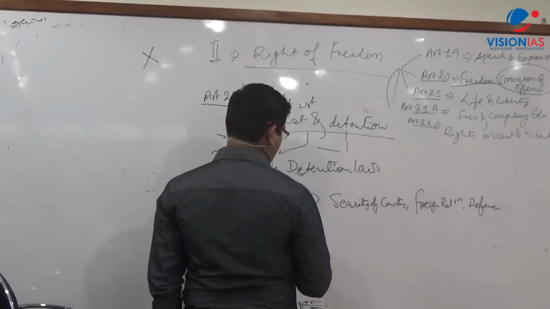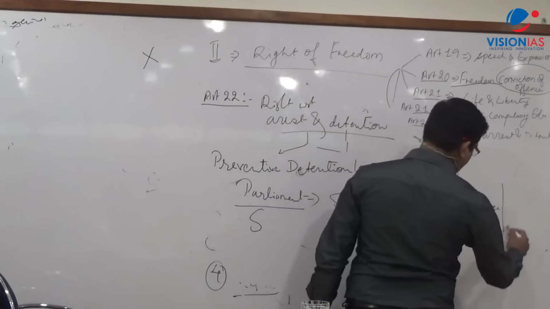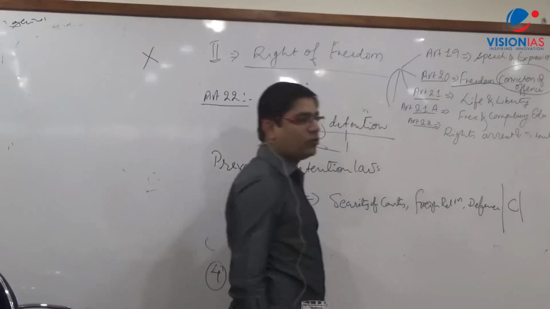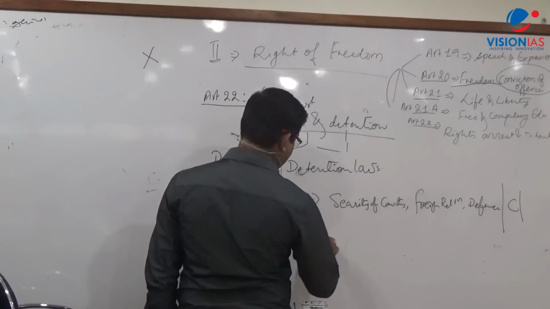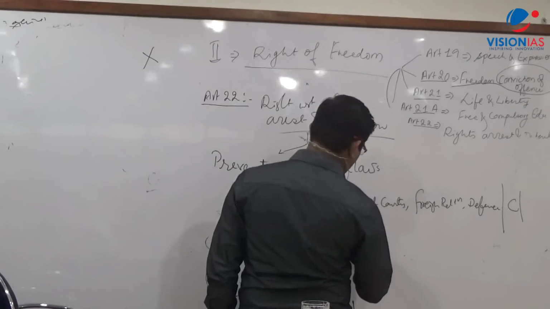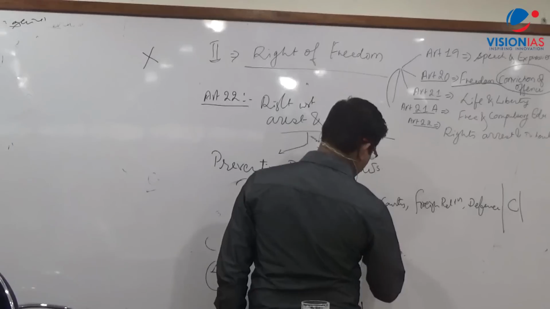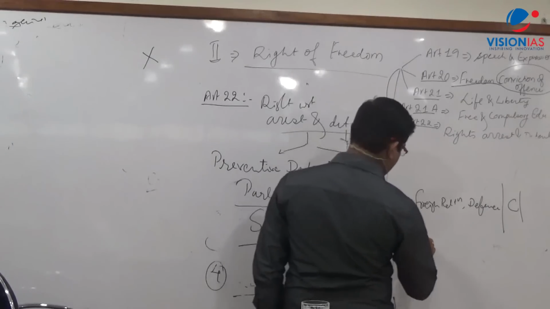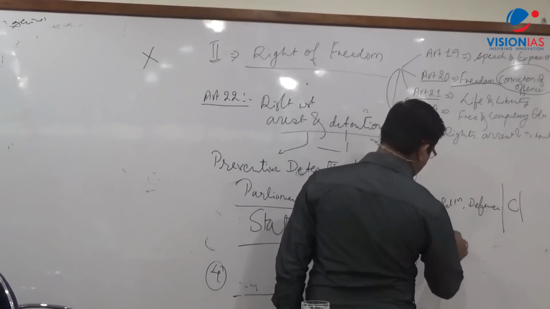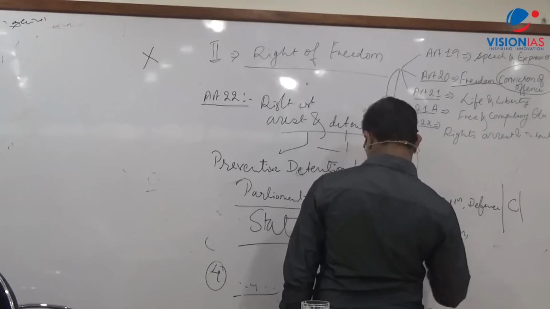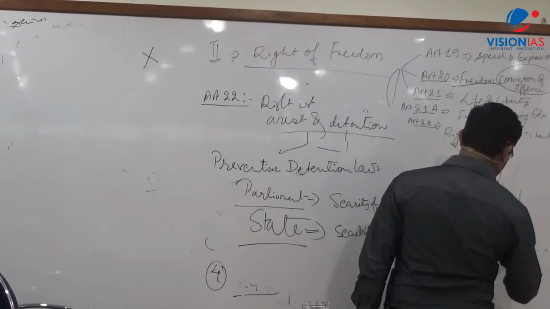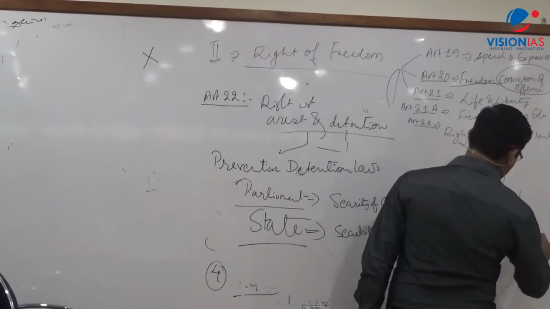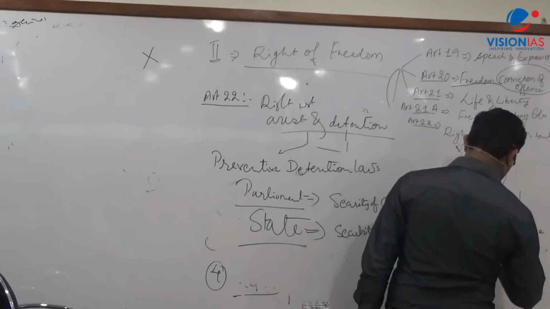And the state can also, obviously the concurrent list is also theirs, make laws on the state subjects. The state can make the law on security of state, second, law and order, and what is the third? Essential services maintenance, as it is called in this.